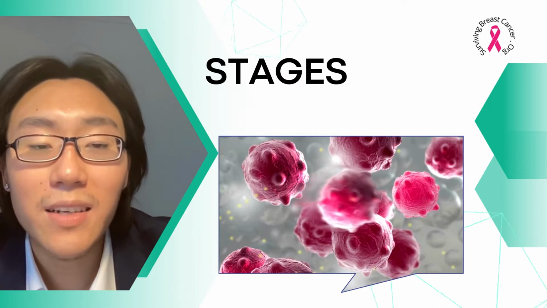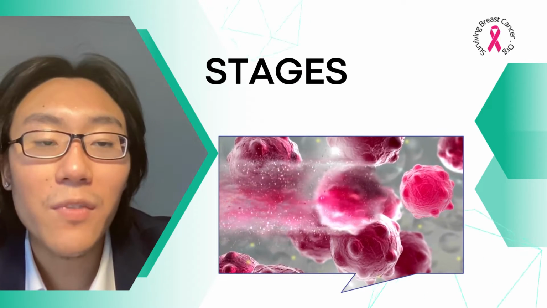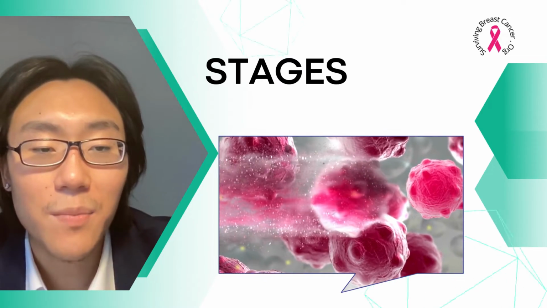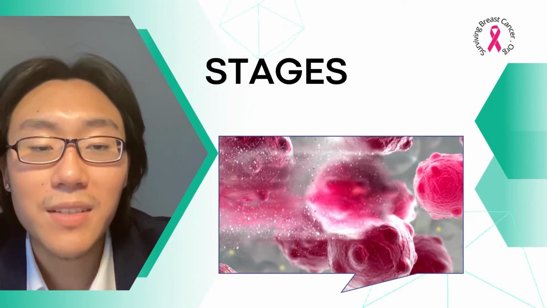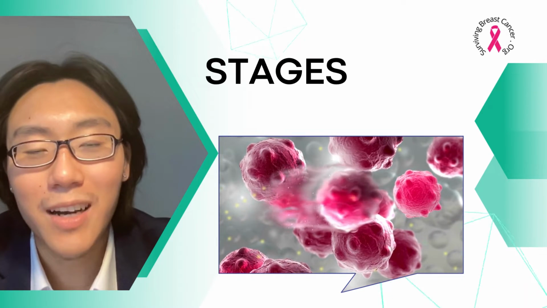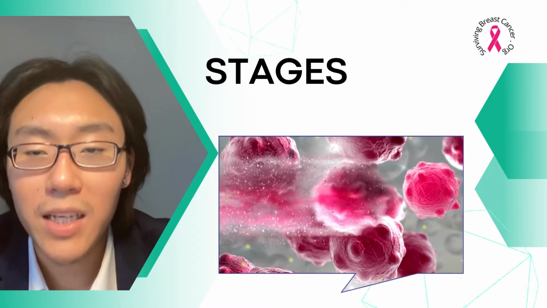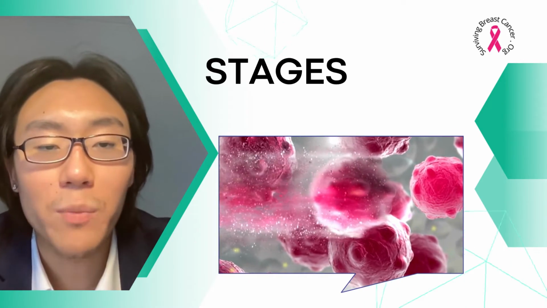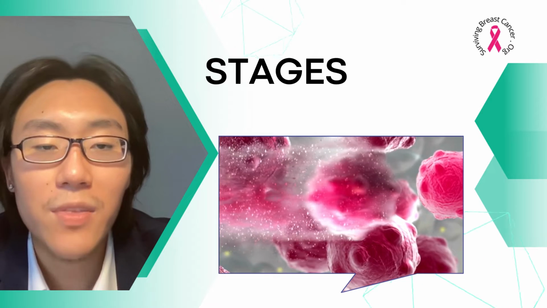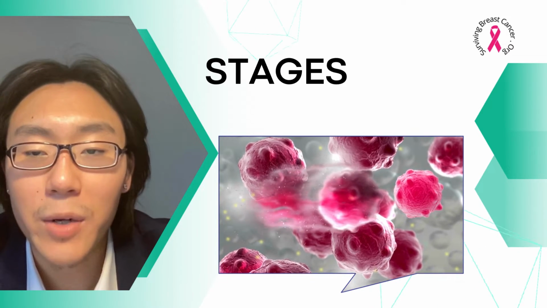For the stages of this cancer, it's different from the other ones. There are four. It starts from stage 1. Stages 1 to 3 are the early stages and 4 is the advanced stage. In stage 1, there are substages 1A and 1B based on the size and location of the tumor.